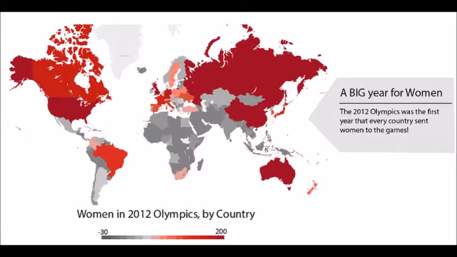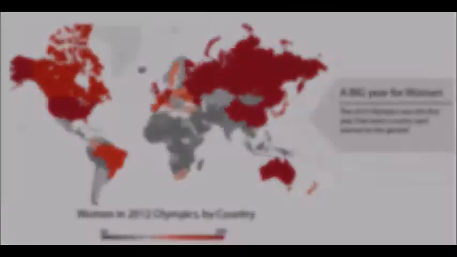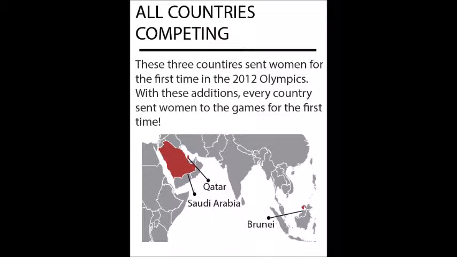I tried encoding this with size of circles and also with the color of each country. However, given the large number of countries, this didn't make a good demonstration of the point, that this was the first year where every single country competed.